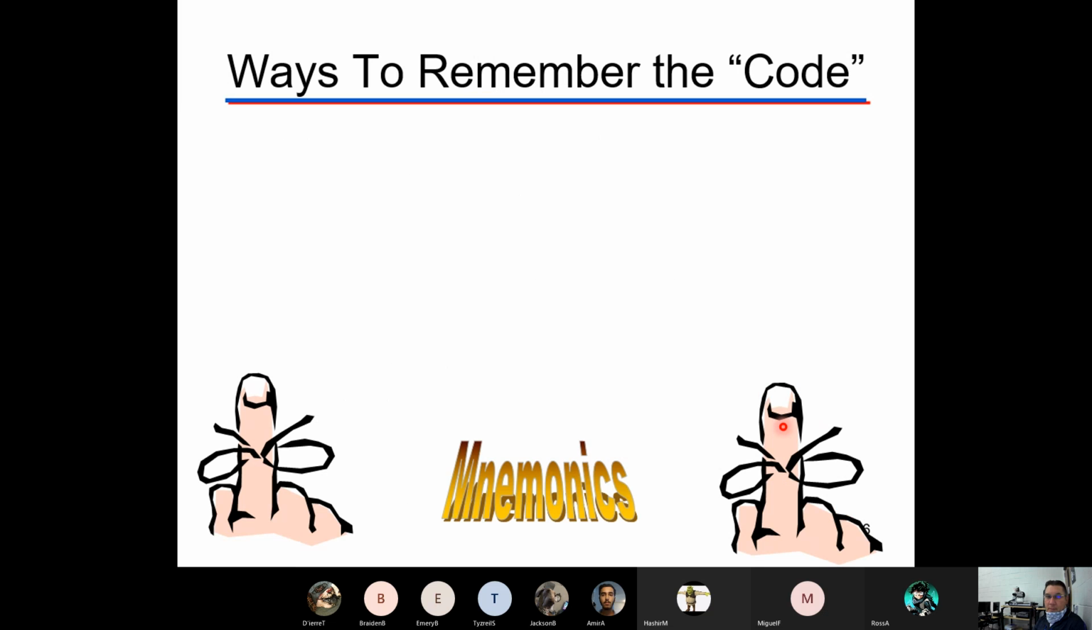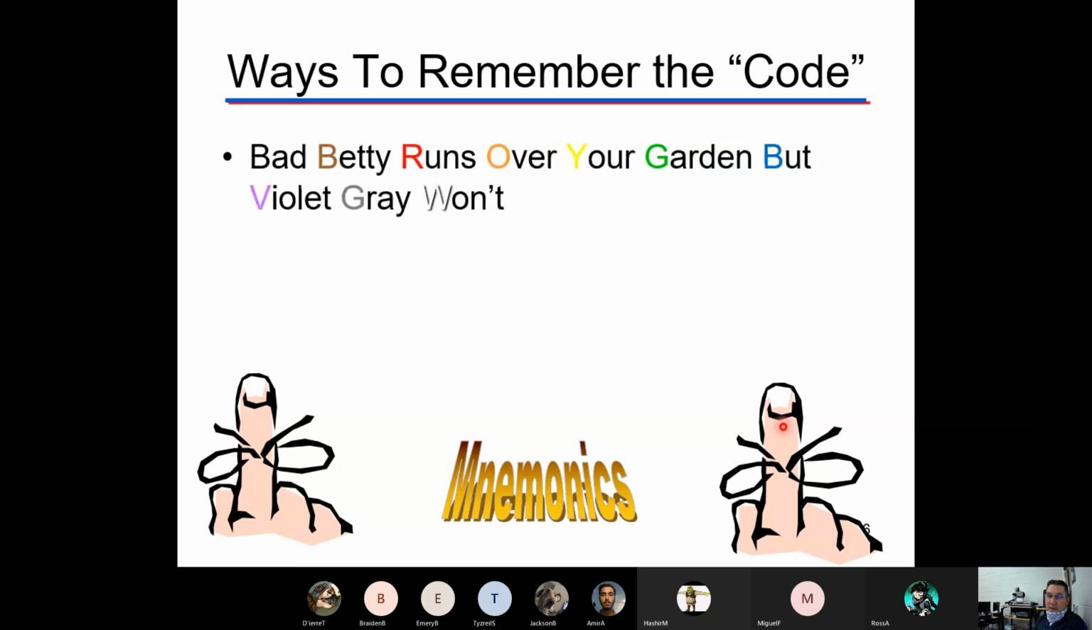All right. So there's a couple of mnemonics that they're going to talk about. This is the one that I think is the best one. Bad Betty runs over your garden, but Violet Gray won't. So you can remember the color code pattern so that you can remember what values are each color, because you'll have to know that. Not when we get to the final test, you're going to have to know how to do it. So that's the best one. Honestly, there's some other ones in here, but they're a little bit sketchy.